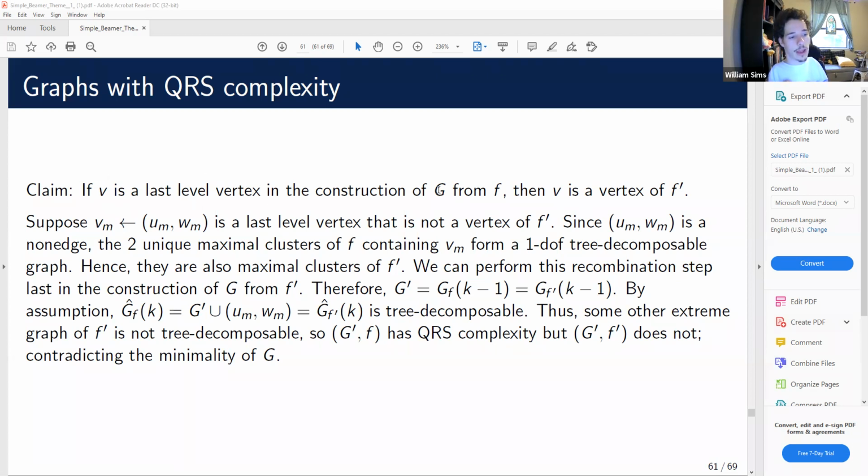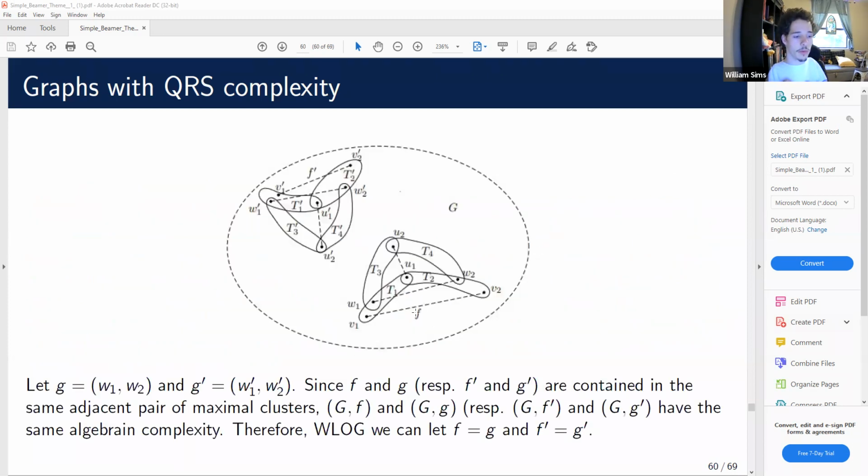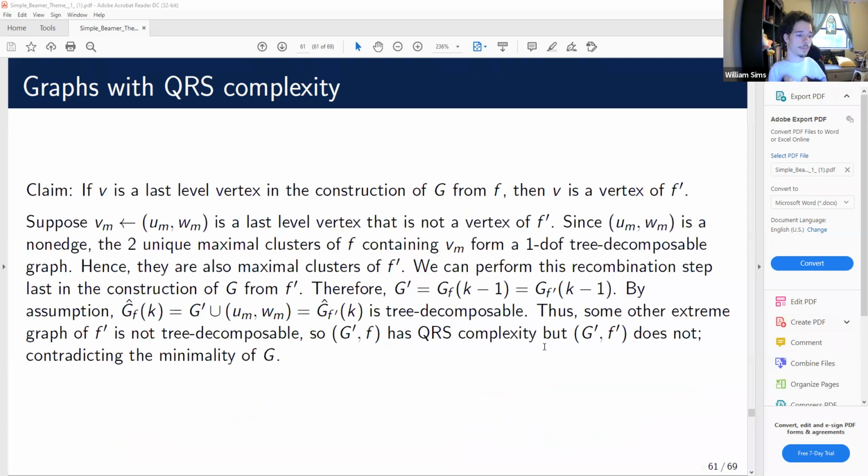So if V is a last level vertex in the construction of G from F, then V must be a vertex of F dash. So what we're saying is if we start with F and we perform all of our construction, our recombination steps, the last level vertices, or all of them actually, must be vertices of F dash. Okay. So suppose, and we'll prove this now, that V sub m is a last level vertex, and its base pair is U sub m, W sub m. And suppose that it's not a vertex of F dash.